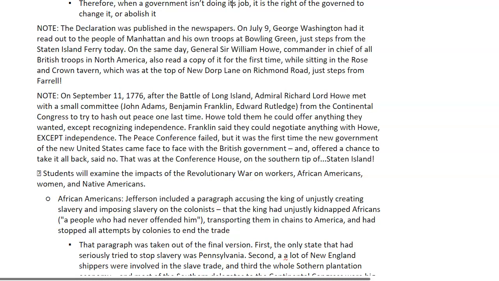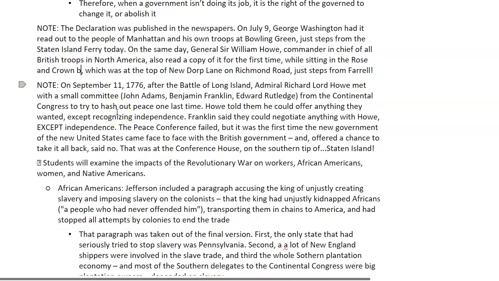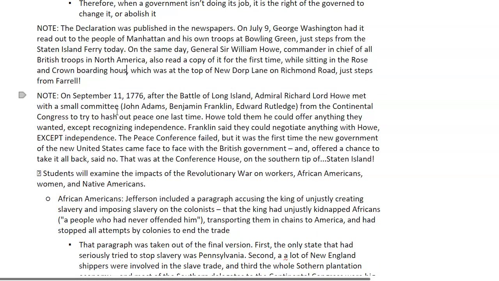On exactly the same day, General Sir William Howe, Commander-in-Chief of all British troops in North America, was sitting in the Rose and Crown, which was at the top of New Dorp Lane. I really should call it a boarding house. New Dorp Lane and Richmond Road. So just a few blocks from Farrell, that's where the British government found out about the Declaration of Independence.